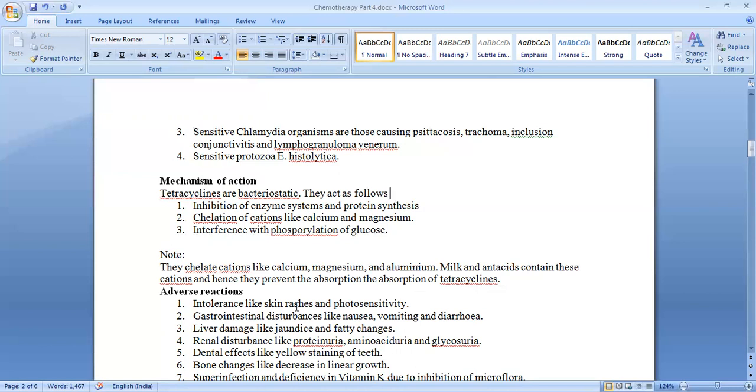body. Okay, even antacids. When somebody is taking an antacid because they are suffering from hyperacidity, then the antacids will contain salts like magnesium salts and aluminum salts. So if they take that antacid along with tetracycline, that magnesium and aluminum will complex and form a chelate with the tetracycline, because of which its absorption may be affected.